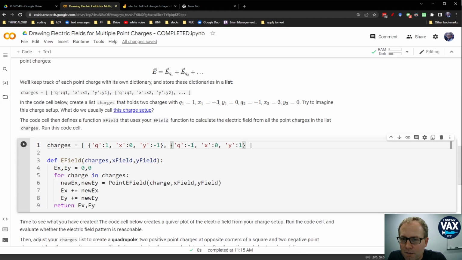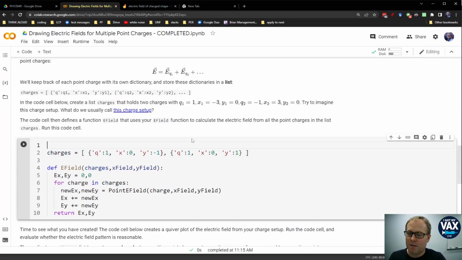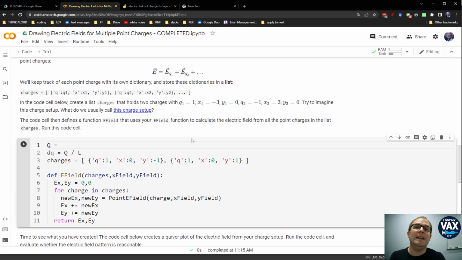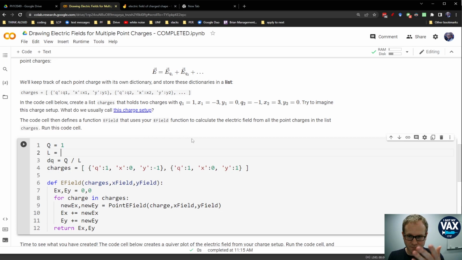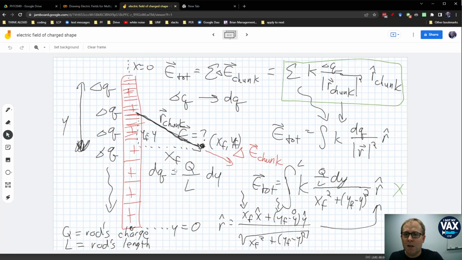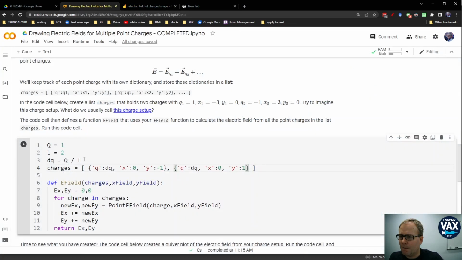And then we said we wanted to give these folks the same amount of charge. So let's suppose we put in a dq as q over L. What we're interested in is setting up what q is. Let's suppose we give the total charge a charge of 1, and the length, well, I'm going from -1 to 1, so I might as well make the length 2 and make those the two endpoints. And so for my charge I can just put in my dq. Remember, our dq we figured out was q over L times dy, so I need to multiply by my dy here.